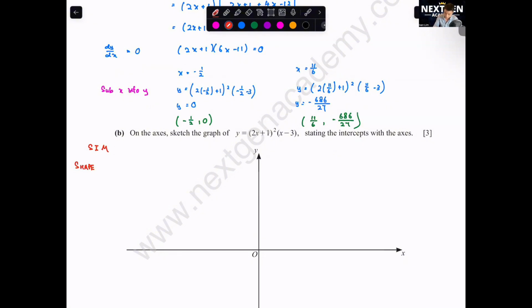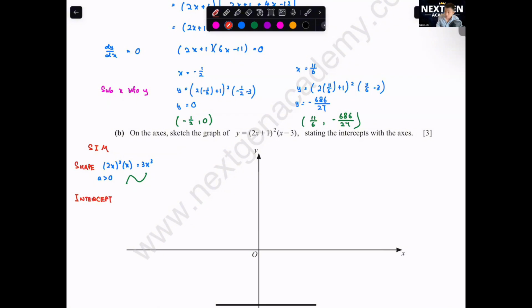What is the shape? Shape for a cubic graph depends on the x cubed value. So you look at the equation, this is 2x squared times x, which will give you 2x cubed. Your a is positive, therefore sad face, happy face graph. Yeah, I put it in green color. Sad face, happy face.